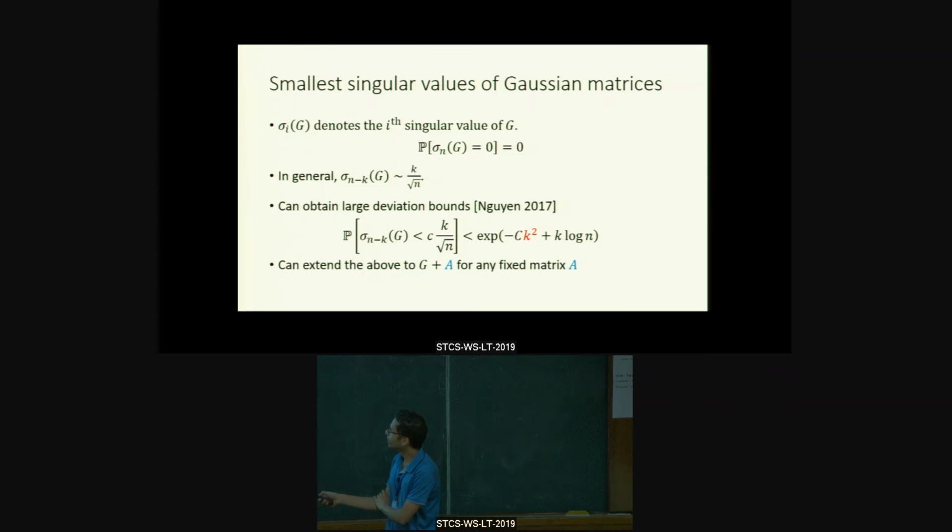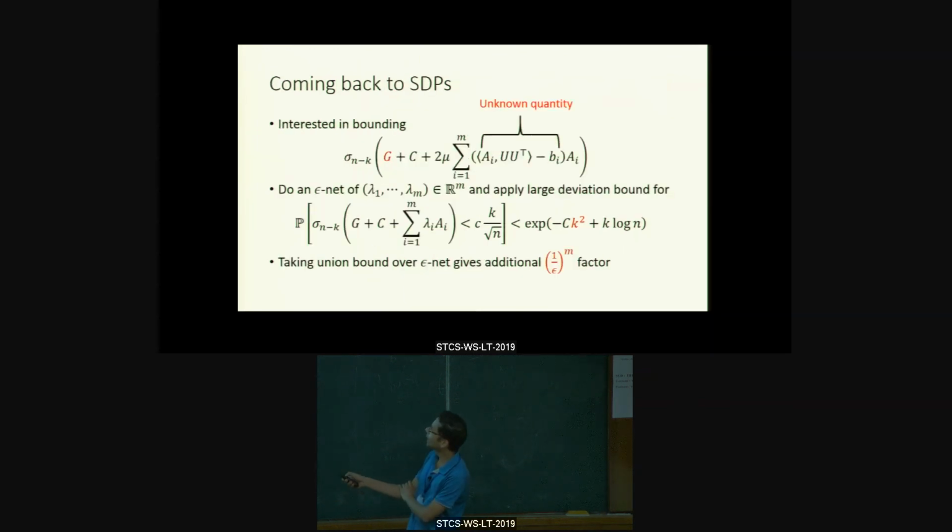Okay, so because we can extend it to any fixed matrix G plus A, what exactly do we have? We have G plus this more complicated thing. The good thing is C is fixed from the problem, a i are fixed and b i are fixed, but the troublesome part is that there is this thing that depends on U U transpose which we don't have any control over in the additive matrix that we are adding.